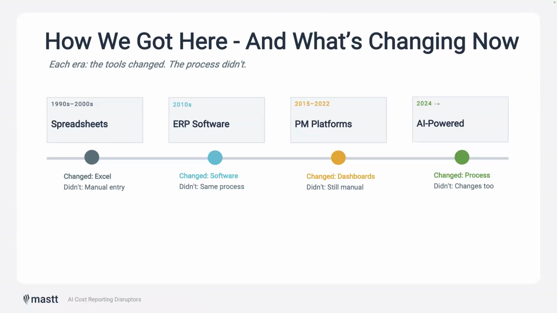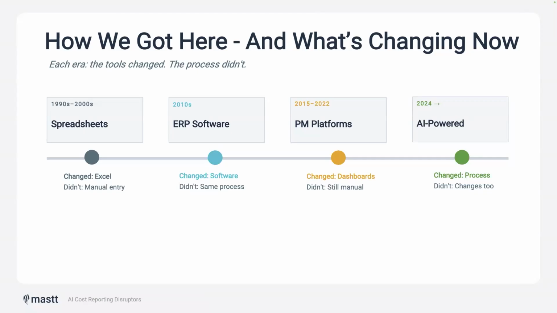But I guess each time the tools got better, but the process definitely didn't. So with Excel, it was, and still is, all manual entry. With ERP, it was still the same process, just in a different system, a lot of things siloed, nothing really connected. However, with these project management platforms, things started to get a little bit nicer. We started to get some automated dashboards. But up until recent years, someone still had to pull everything together.